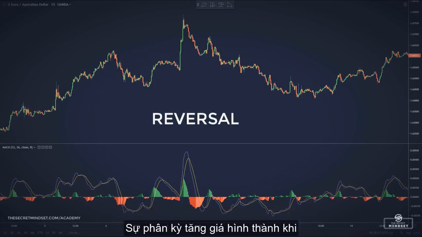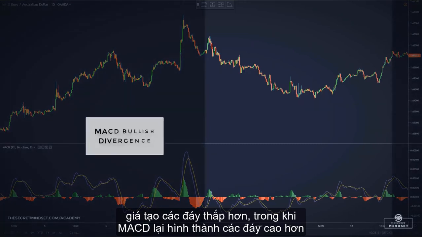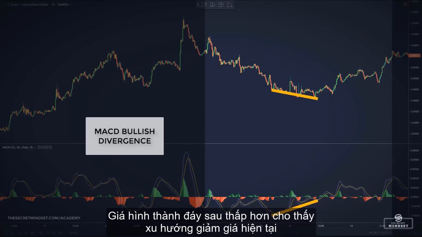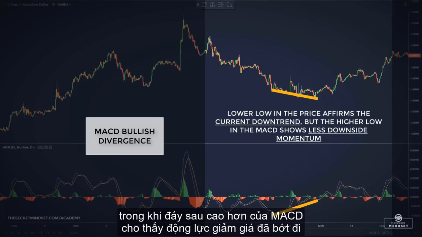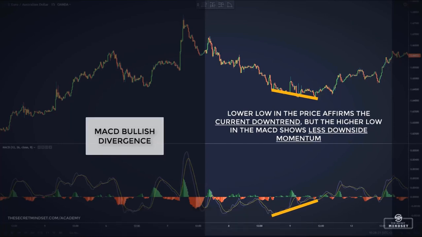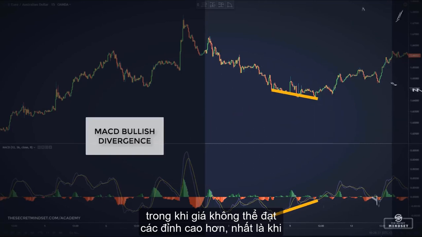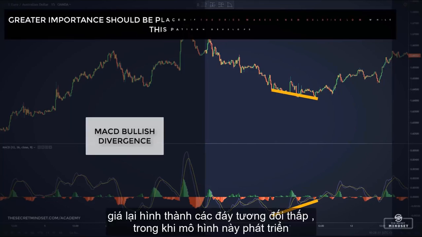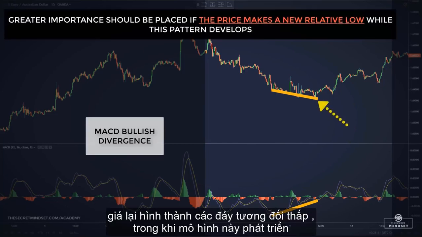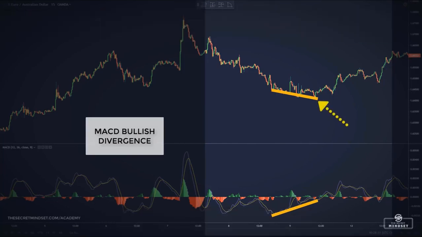A bullish divergence forms when a price records a lower low, and the MACD forms a higher low. The lower low in the price affirms the current downtrend, but the higher low in the MACD shows less downside momentum. A bearish divergence takes place when the MACD is making new highs, even though prices fail to reach new highs. Greater importance should be placed if the price makes a new relative low while this pattern develops.